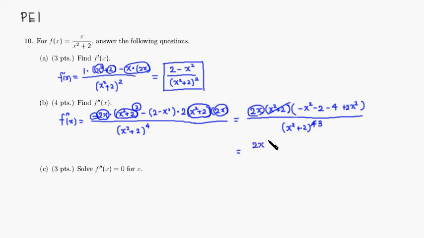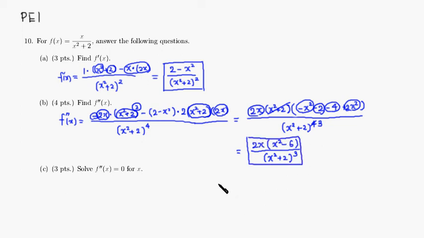Then we can just collect like terms. So you have 2x squared minus x squared. So that's going to be just x squared. Then you combine negative 2 and negative 4. So that'll be negative 6, x squared minus 6. We took care of all the terms on top. And on the bottom, you have x squared plus 2 cubed. So that's the second derivative.